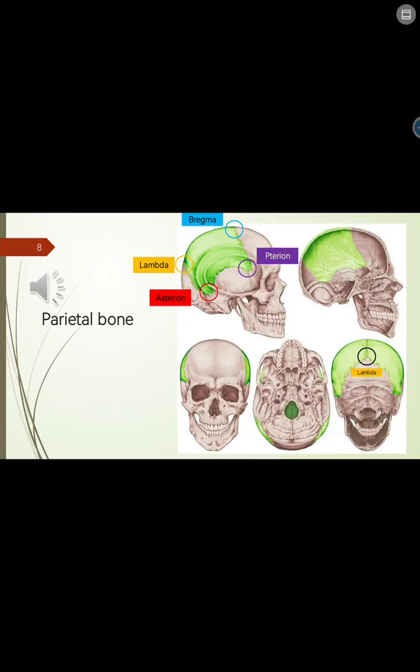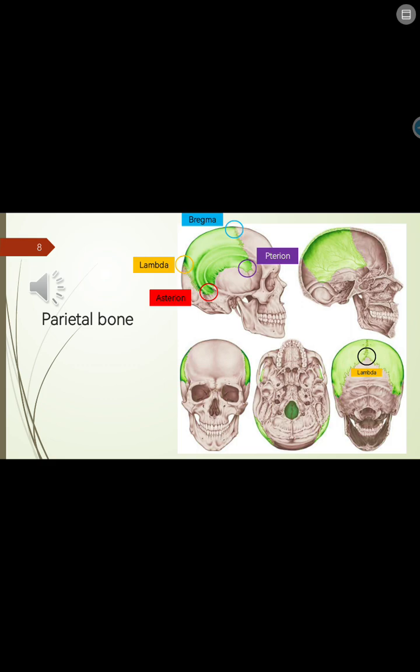It is a very important point in the clinical courses, and the doctors should be aware of this point, and the traumas that can affect this bone, because in the internal surface of terion point we have middle meningeal vessels, and it is very important.